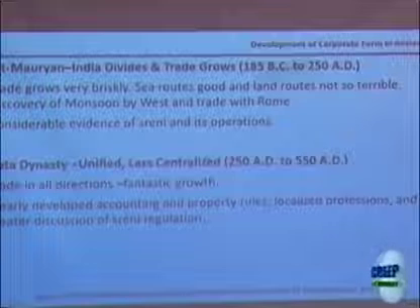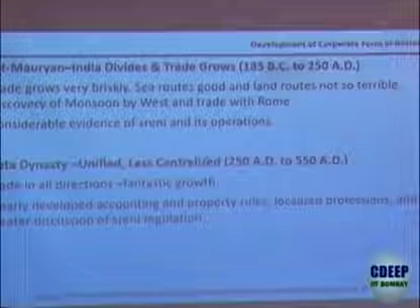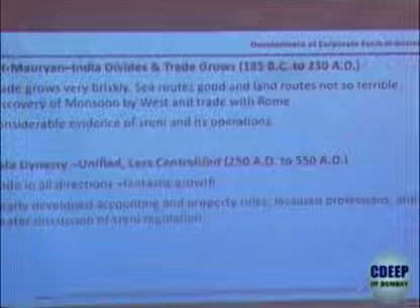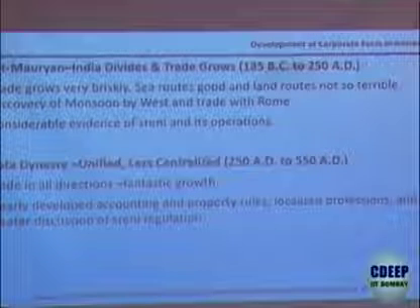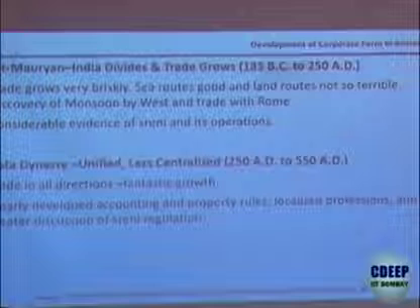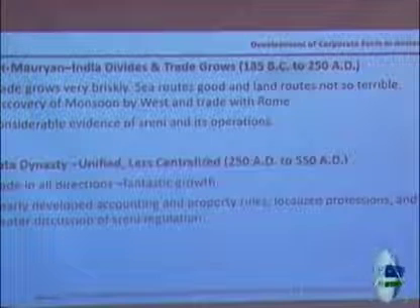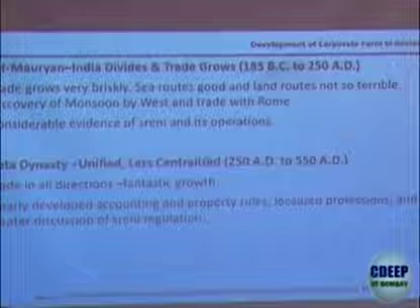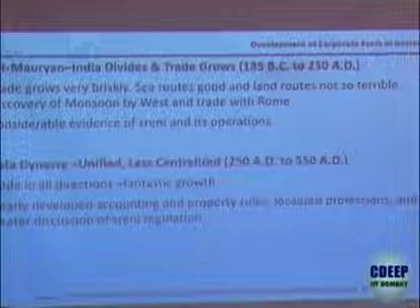And after that, in the Gupta dynasty, during 250 to 550 AD, which is called the golden era of India, business was flourishing in all directions, outside India and inside India. And there were also very clearly developed accounting principles, localized professionals, and Shreni was followed very religiously.